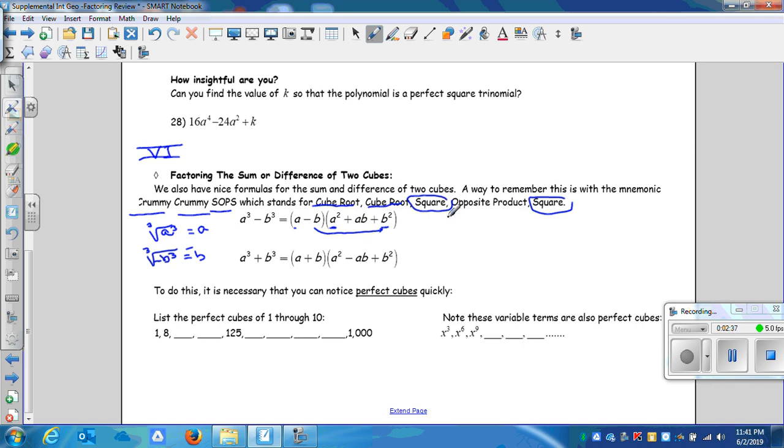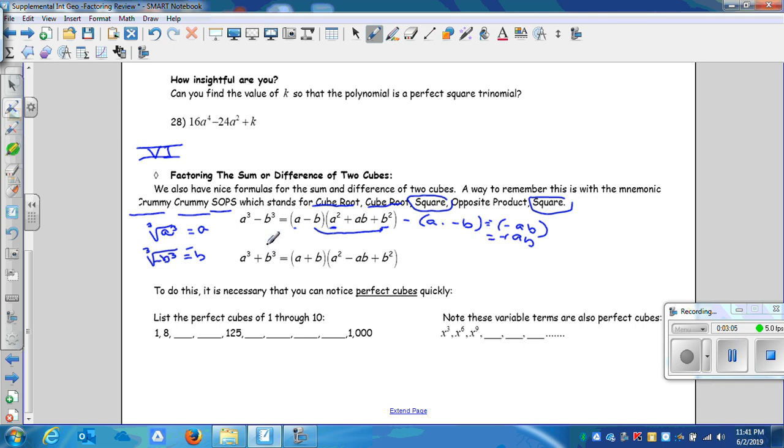Now the middle piece of this trinomial, the opposite product, that means take your a and your b value from your crummy crummy and multiply them together and change the sign. So this was a times negative b, which is negative ab, but then you change the sign. It's the opposite of the product. So the negative of a negative ab is positive ab.